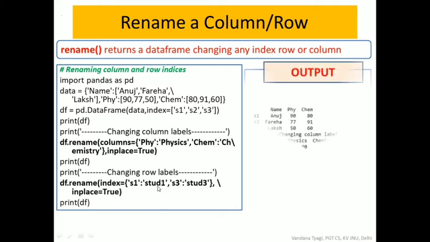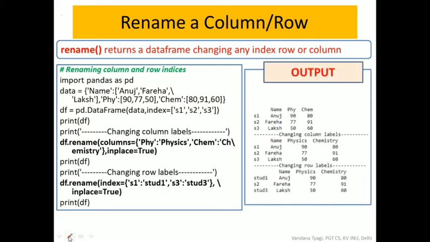Let's see the output of this. Now see here, we had PHY earlier in my data frame, which is replaced by physics. Then we have changed Chem to chemistry. So here again we will see this Chem column is changed to chemistry.